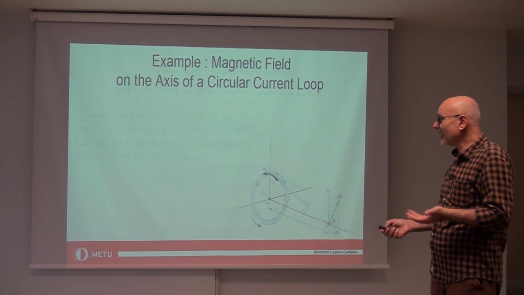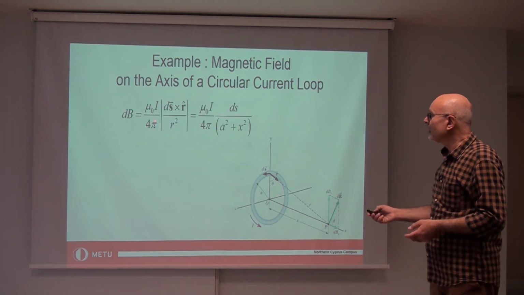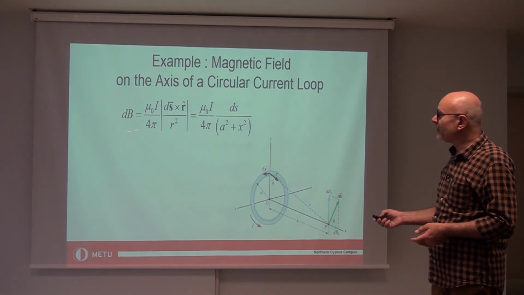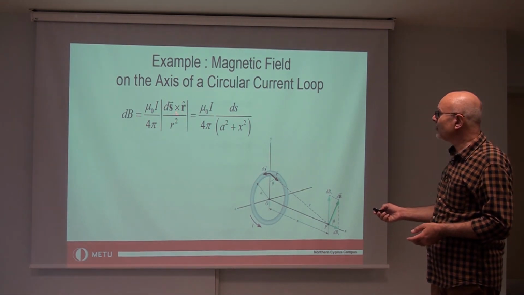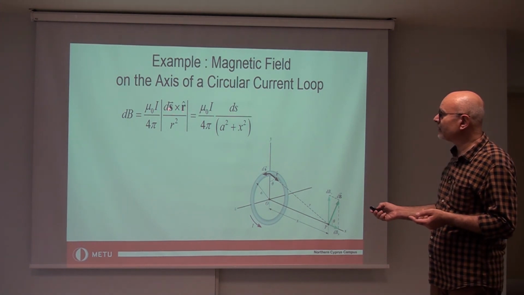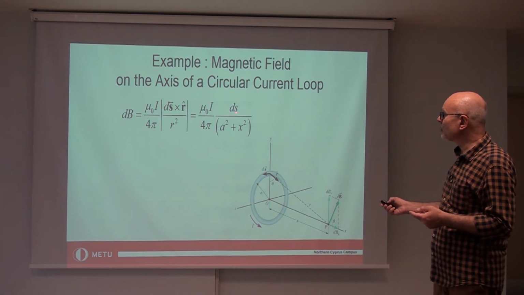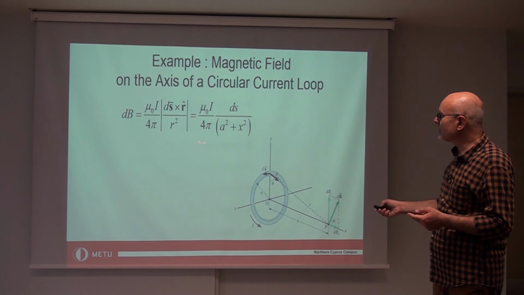So let me write down what dBx is. I'll start with the dB magnitude. This is the magnitude of I ds cross r hat. Now, ds cross r hat is just ds, because the angle between r hat and ds is pi over 2, and the modulus of r hat is 1. So this reduces to ds. This is mu 0 over 4 pi, the constant, which is the same.